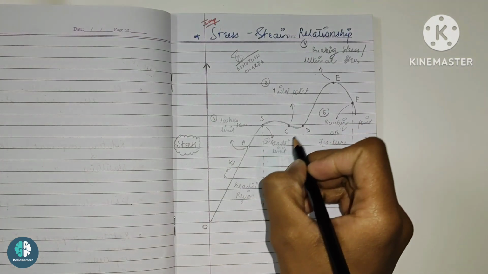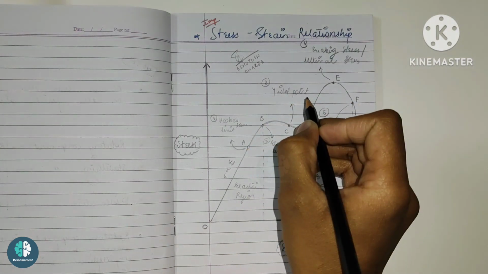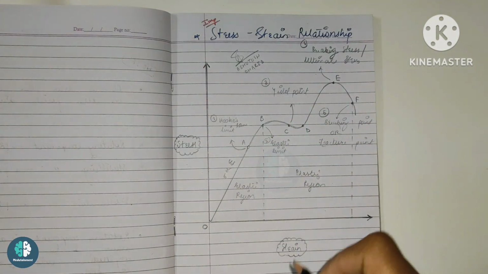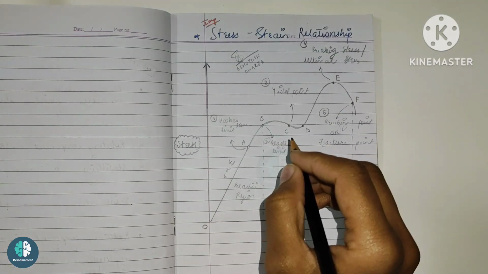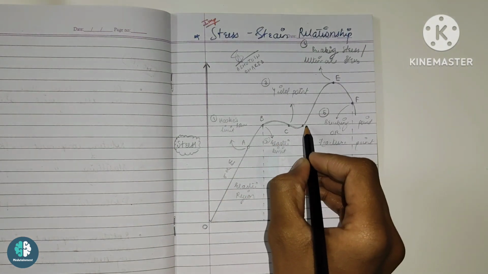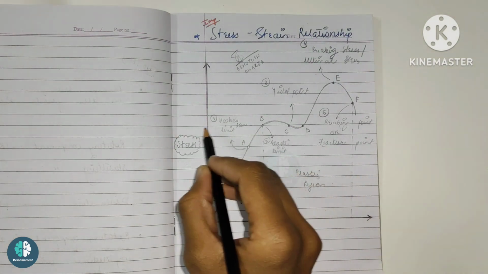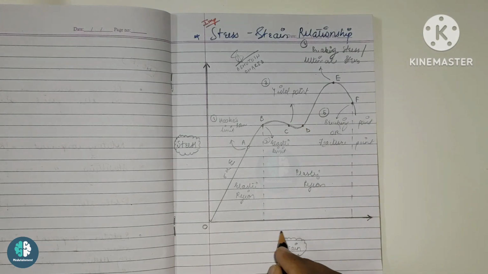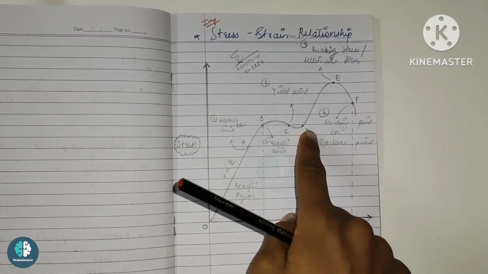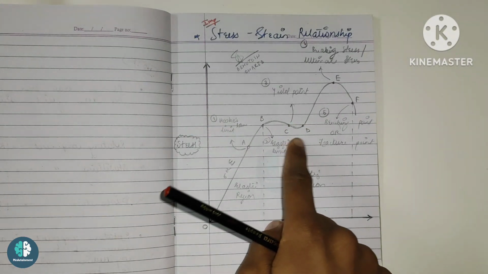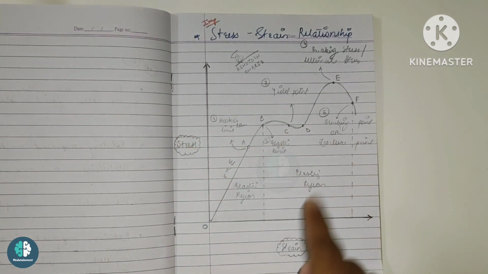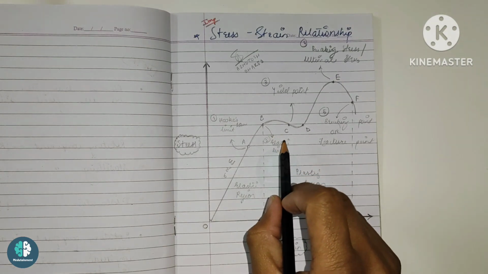Next we get the point C, which is the yield point. From C to D we have an increase in strain without any increase in stress. We can see that from C to D the stress is the same, it is not changing, but the strain is increasing, because on this axis the strain keeps on increasing while the stress does not increase from here to here. So from C to D stress does not increase but the strain does.